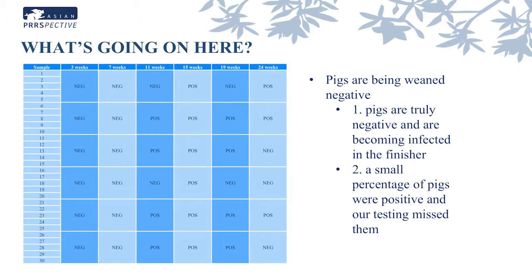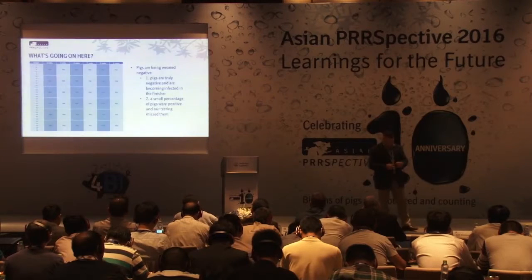So if we take a look at what's going on here, our test at 3 weeks, where we pool samples, weaned pigs at the sow farm are all PRRS negative by PCR. So that would indicate to me that we're doing things right in our sow farm. We're not circulating the virus in the sow farm. We're actually weaning virus-negative pigs.